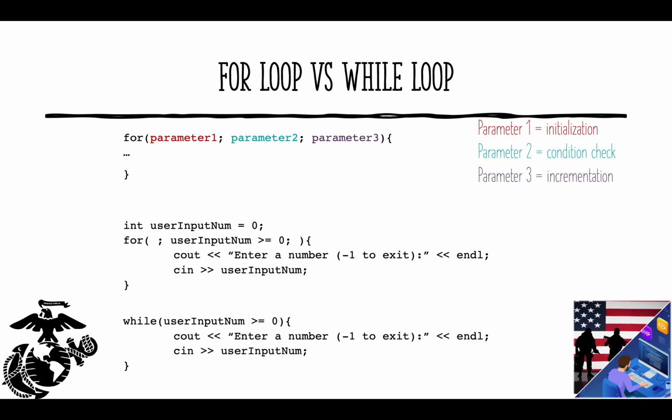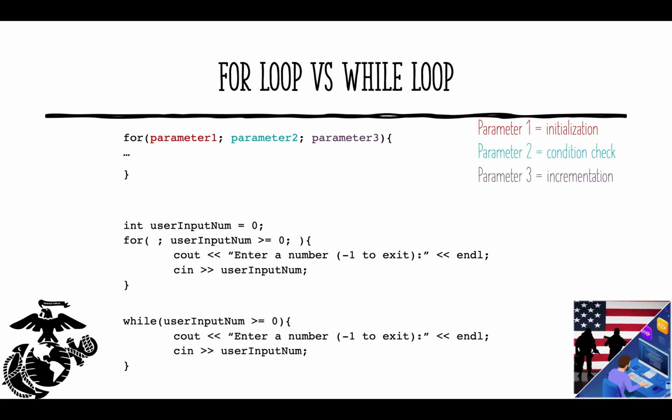Okay, now I want to talk about a little bit of the importance of a for loop versus a while loop. Technically speaking, a for loop can do everything that a while loop can do. It just isn't meant to be that way. And I gave an instance of how it can do exactly that.